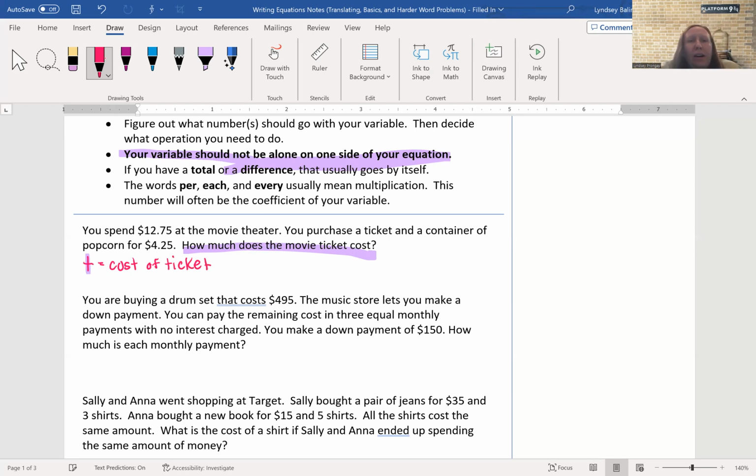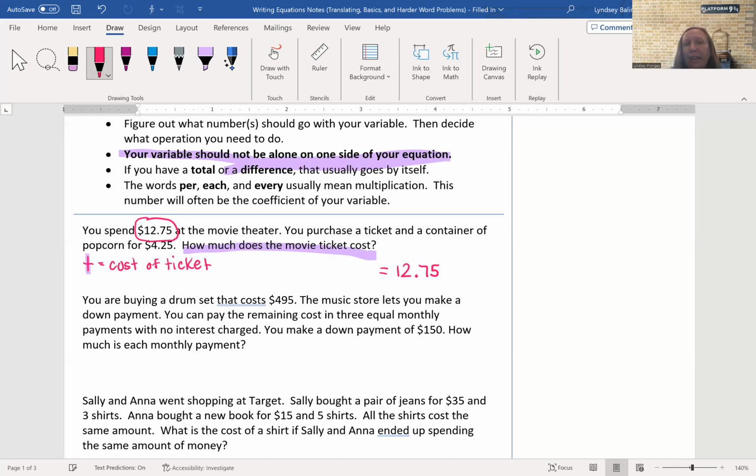Okay. I do see a total in this one. I'm spending $12.75 at the movie theater. So I'm going to throw that on one side of my equation. And that total is coming from the ticket and the popcorn.